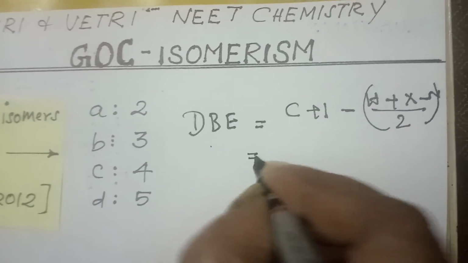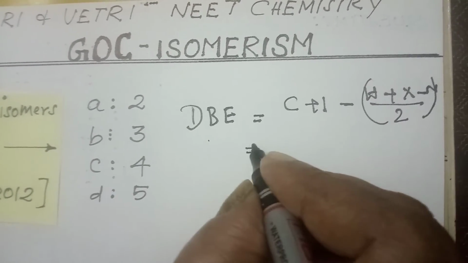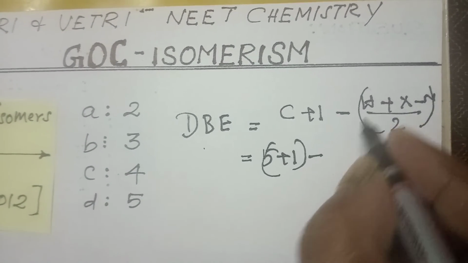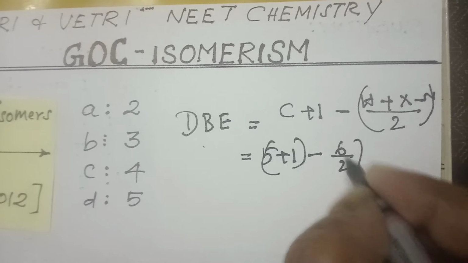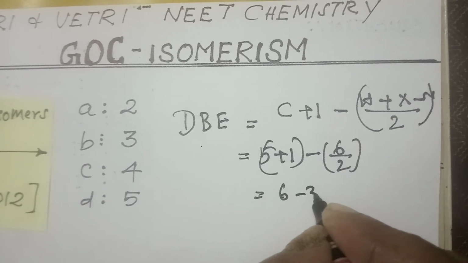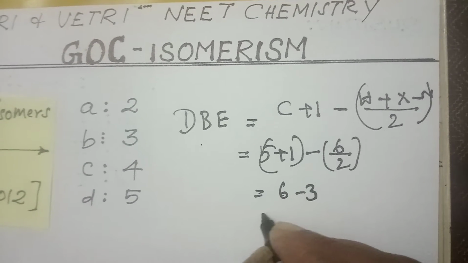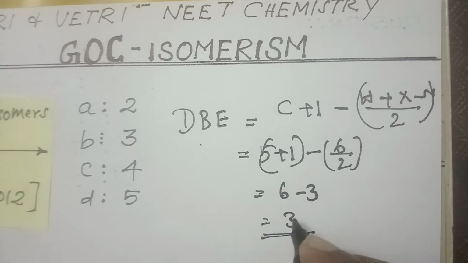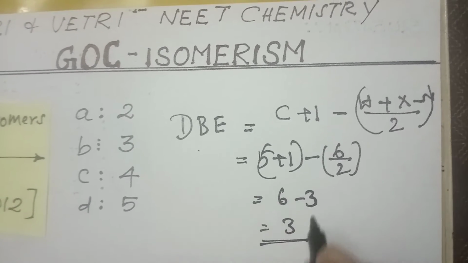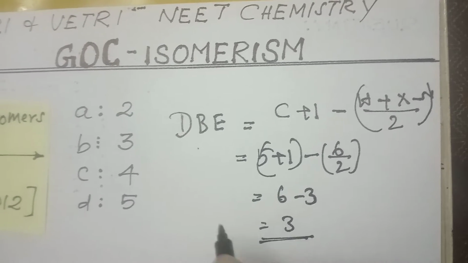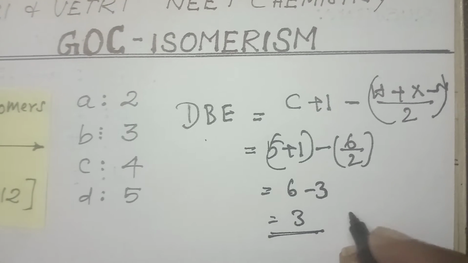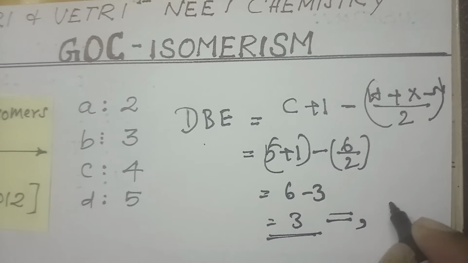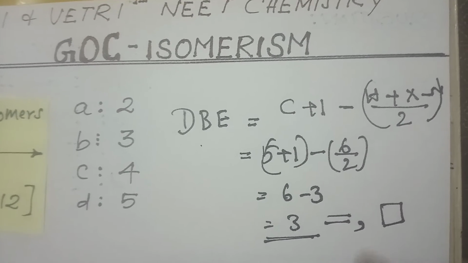Now regarding this formula, carbon is 5 and hydrogen is 6. So 5 plus 1 minus 6 divided by 2. So you are getting 6 minus 3, which is 3. So the degree of unsaturation should be 3. The meaning is, whatever structure is possible, the unsaturation should be in the number of double bonds or in the ring structure.